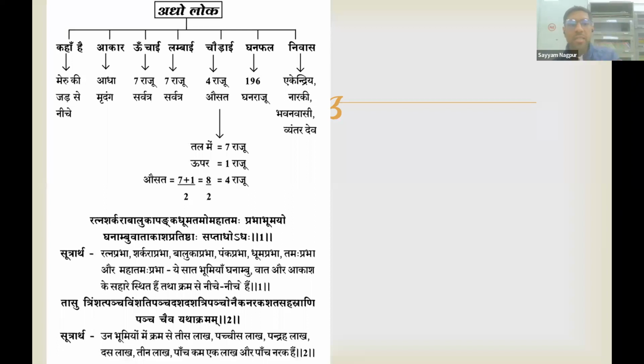Next is the height. The height of Adholok is 7 Raju. The length is also 7 Raju. And the depth, because it is progressively growing, we have taken an average. The average is 7 Raju below, 1 Raju above, and then we divide it by 2, so it comes out to be 4 Raju as an average. When we multiply all these three numbers, we get Ghanphal. Ghanphal means volume. So the volume of Adholok will be 196 Raju cube.